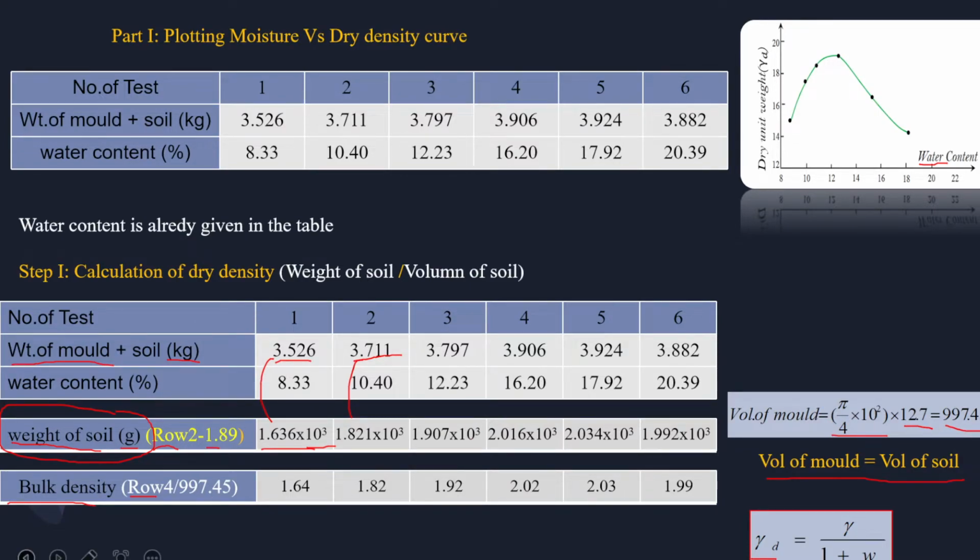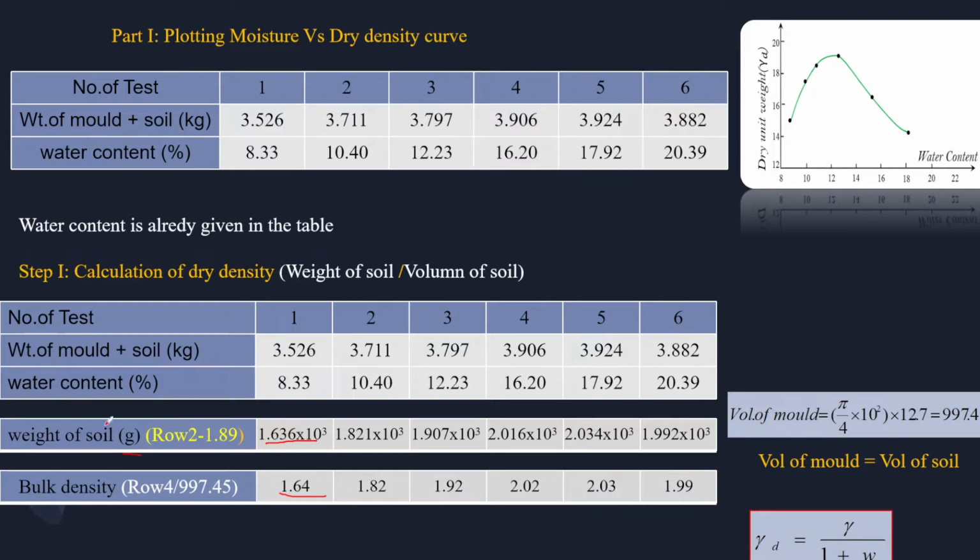So each of these values, 1.636 into 10 to the power 3 divided by 997.45, that is volume of the mold, gives you this density, and this density you are getting in gram per cc. Why gram per cc? Gram per centimeter cube, because this weight of the soil is in gram, which we have converted from the kg to the gram, and we are dividing by the volume, which is in centimeter cube. So this value is 1.64 gram per centimeter cube.